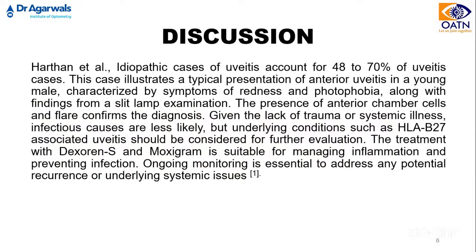Coming to the discussion part, Hardan et al. found that idiopathic cases of anterior uveitis are 48 to 70%. It mostly occurs in young males with the symptoms of redness and photophobia and presence of anterior chamber cells and flares. Anterior uveitis can be caused by systemic illness, trauma, and infectious conditions like HLA-B27. Anterior uveitis can be treated with corticosteroid and anti-inflammatory drugs. Also, it's crucial to monitor with regular follow-ups.